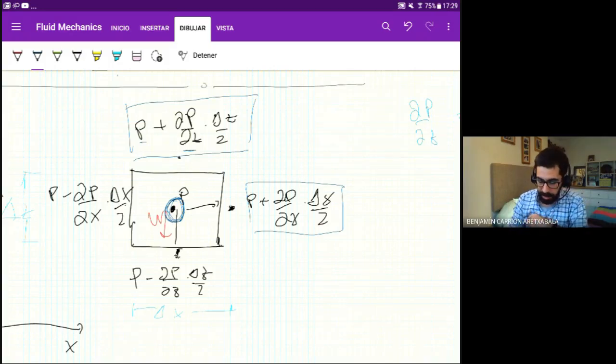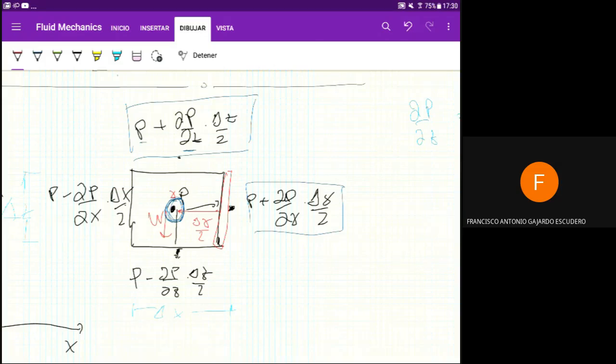So the pressure here, for instance, is the pressure here plus the derivative of the pressure with respect to x times the delta x that separates these two points, which is delta x half. Okay.